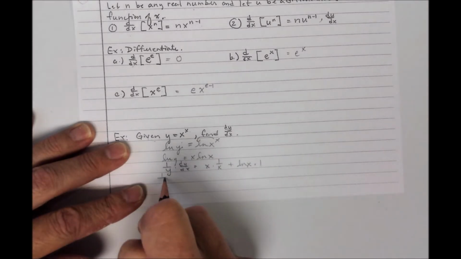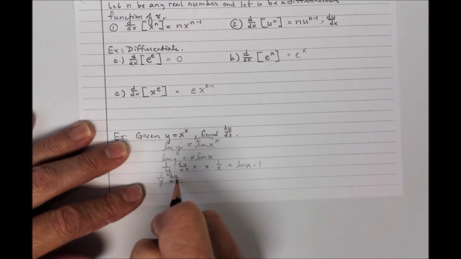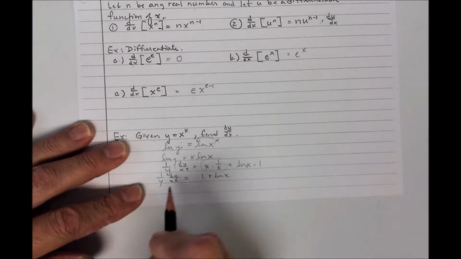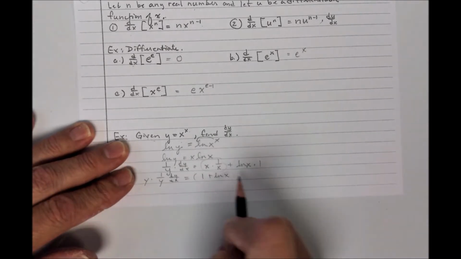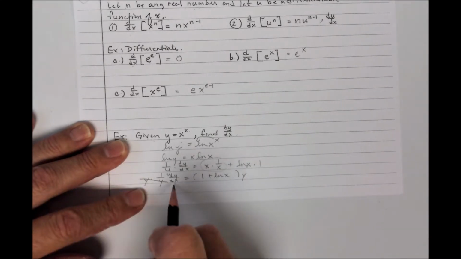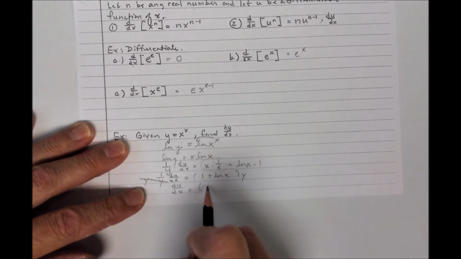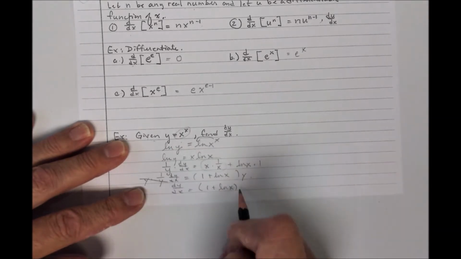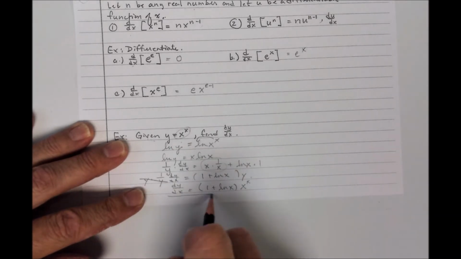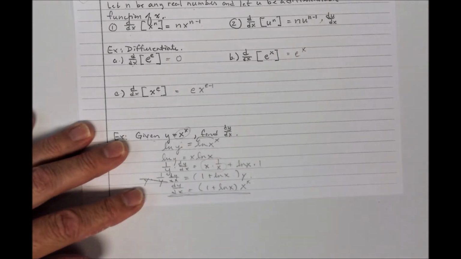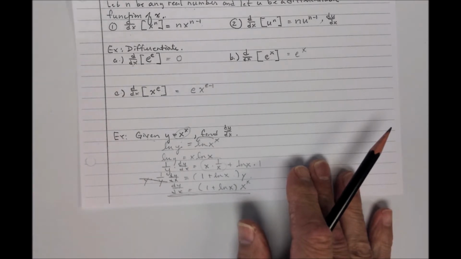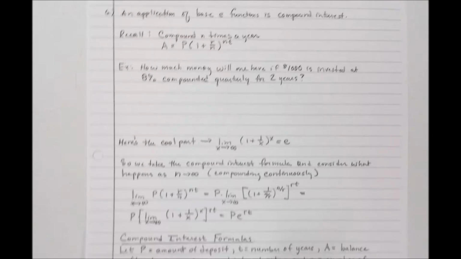So I'd have 1 over y dy dx is equal to 1 plus the natural log of x, because this is 1 here. And then I multiply both sides by y, and I have dy dx is equal to the quantity 1 plus the natural log of x times y, which remember was x to the x. So there's my derivative. So that's about all you can do with e's and x's like that. I want to show you the similar problems, how they work a little different, and then similar working problems. That gets me over here to some of the applications.